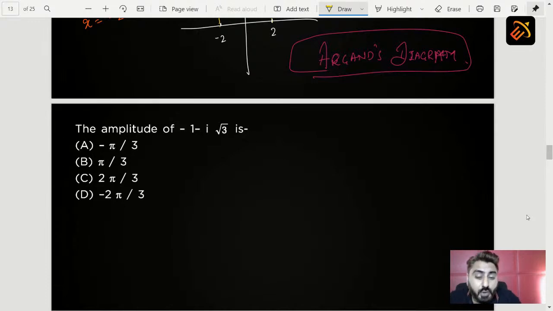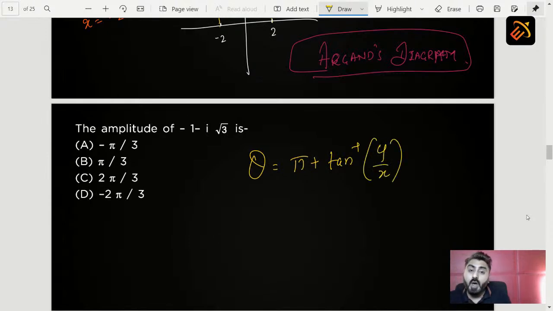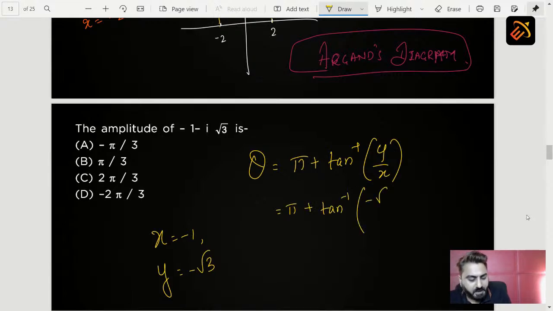अभी यहाँ पे स्टूडेंट्स मुझे हिंट दो क्या करने वाले हैं. एम्पलीट्यूड फाइंड करने बोला है. हाउ टू सॉल्व दिस? यहाँ पे -1 माइनस i रूट 3 है, दैट मीन्स x नेगेटिव y नेगेटिव. कौन सा क्वाड्रेंट? थर्ड क्वाड्रेंट. थर्ड क्वाड्रेंट एम्पलीट्यूड का फॉर्मूला थीटा इज इक्वल टू pi प्लस tan inverse y बाय x. यहाँ पे x क्या है? यहाँ पे x -1 है, y माइनस रूट 3 है, तो यहाँ पे हमें मिलेगा pi प्लस tan inverse माइनस रूट 3 अपॉन -1, which is nothing but pi plus tan inverse root 3 upon 1.